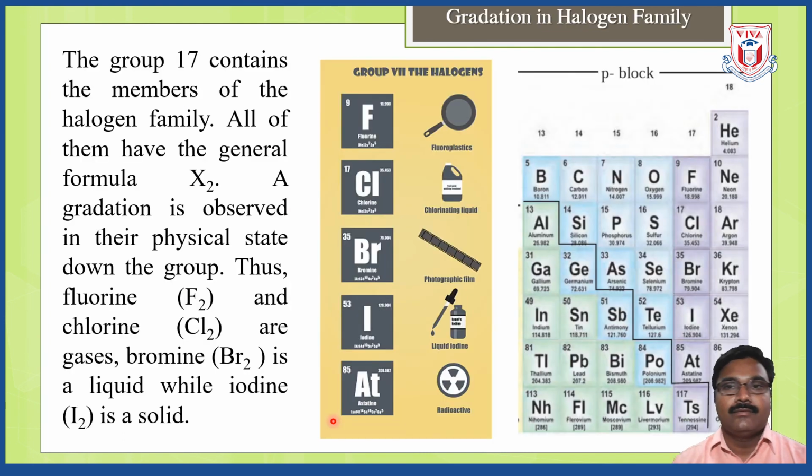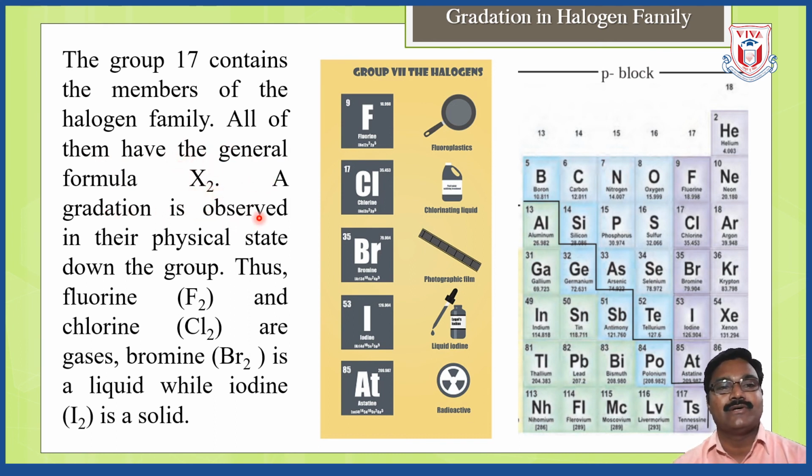Now there is one speciality in the periodic table, that is the halogen family. The halogen family means the elements which are present in group 17. Group 17 contains the members of the halogen family, and all of them have the general formula X2. Most of them are gaseous, therefore their general formula is written as X2.